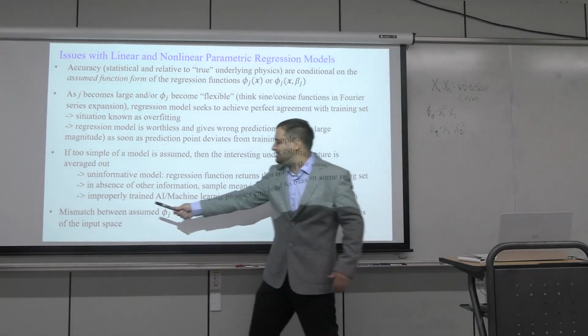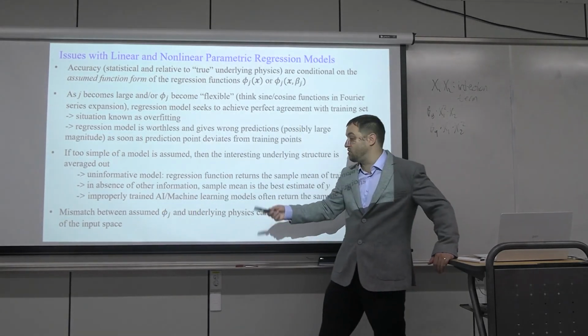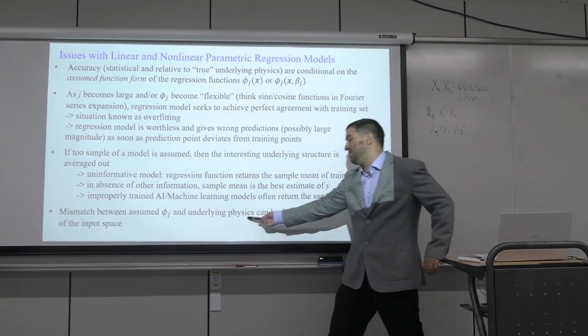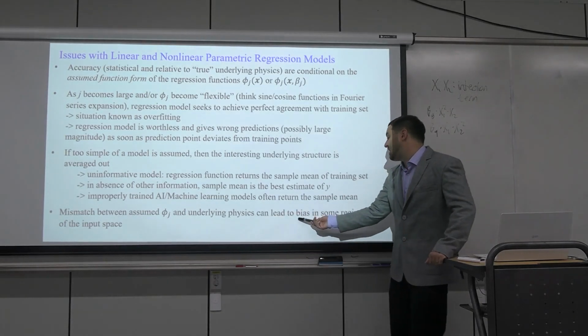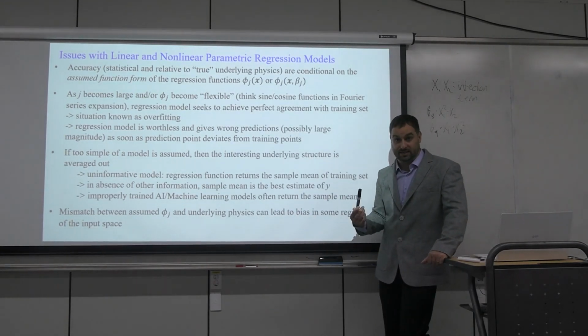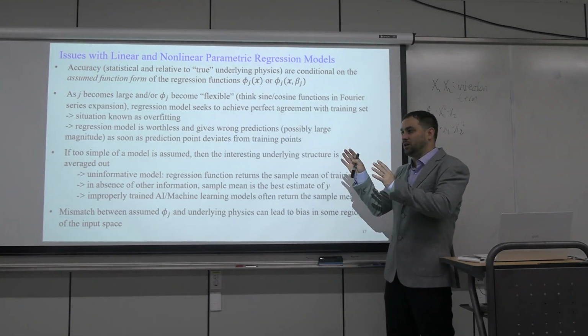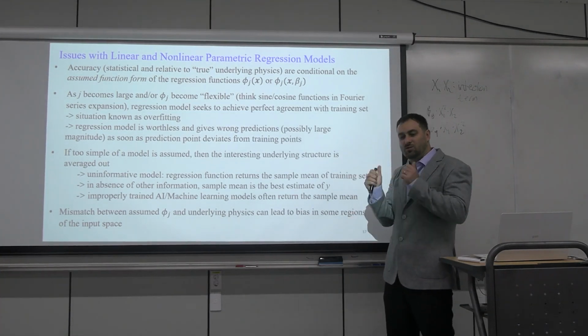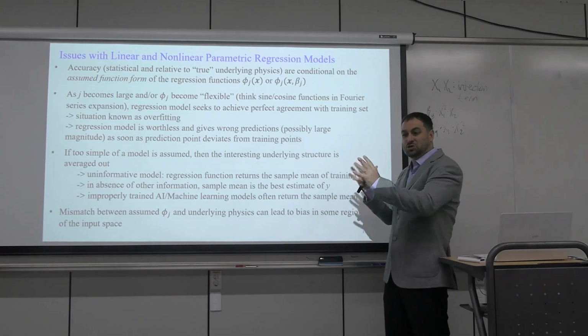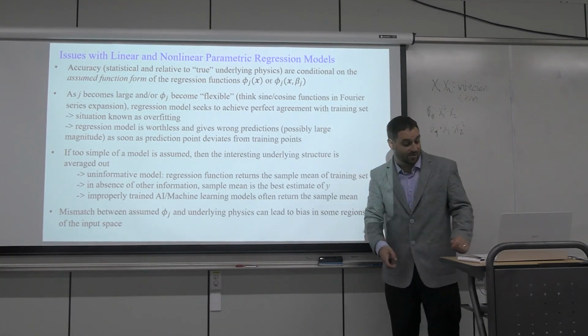If you have a mismatch between an assumed regression function theta and the underlying physics, this can lead to bias in some regions of the input space. You might have a regression function that works really well for a certain region of the input space, but then breaks down in others.